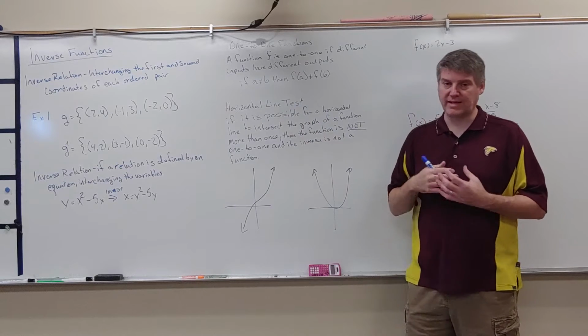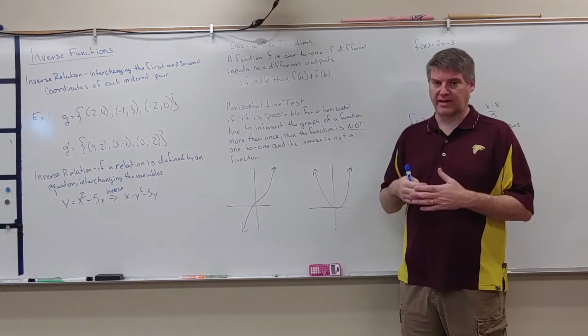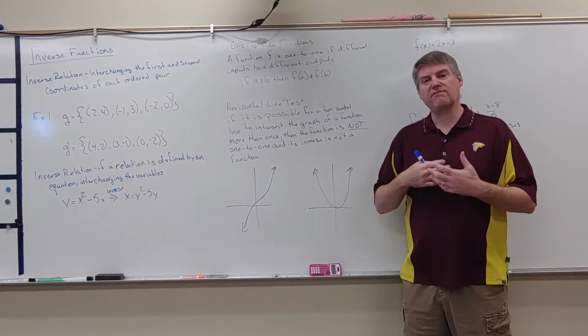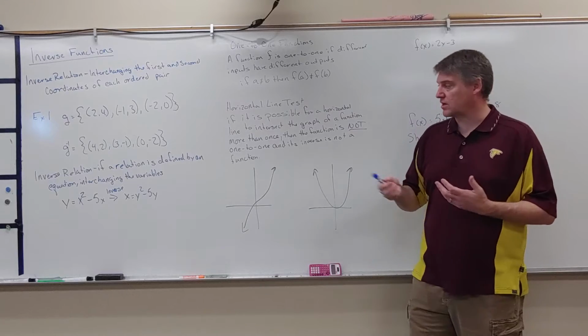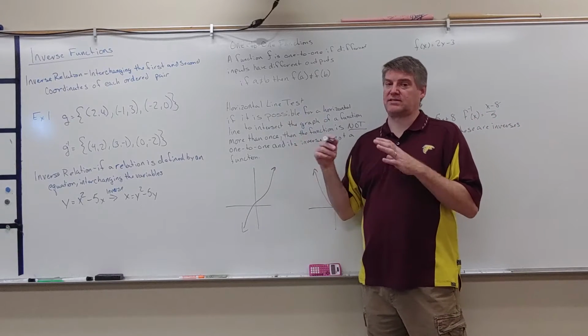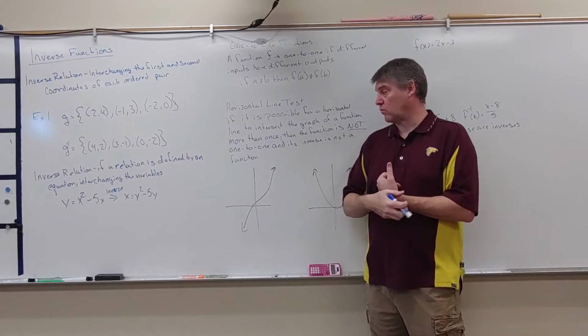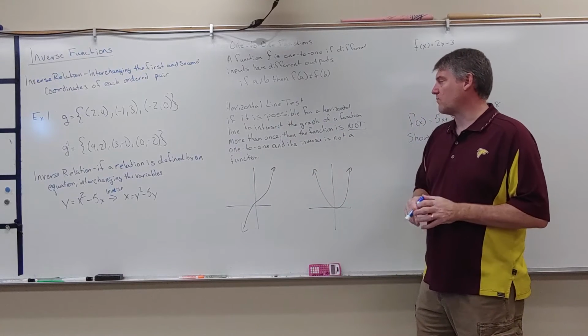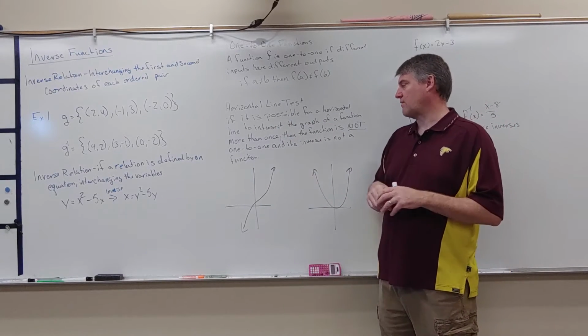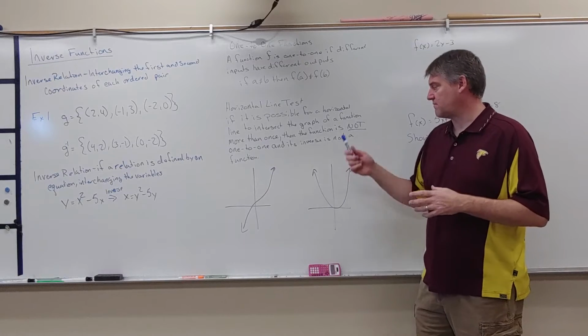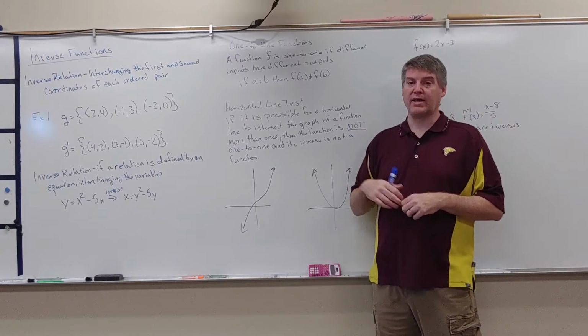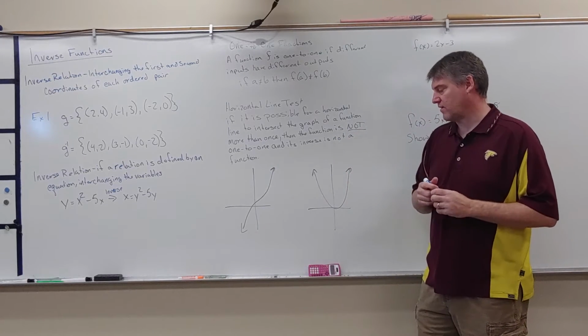The horizontal line test. If you remember, the vertical line test was to determine if a graph is a function. The horizontal line test determines if it is one-to-one. If it is possible for a horizontal line to intersect the graph of a function more than once, then the function is not one-to-one, and the inverse is not a function.